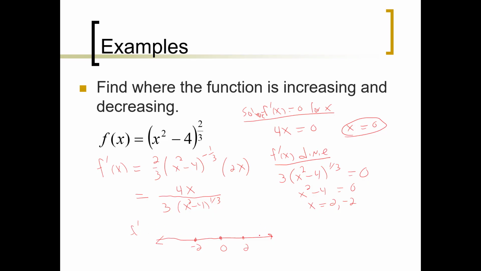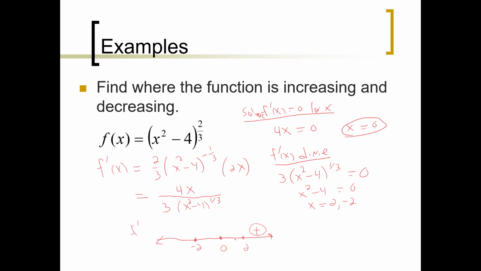Once again, just take for every subinterval, take an x value, and plug it into the derivative. As always, we don't care what the answer is. We care only positive or negative. So if you take some number more than 2, like 3, and plug it into the derivative, clearly the numerator is positive. So the whole evaluation would be positive. So we get a positive here.